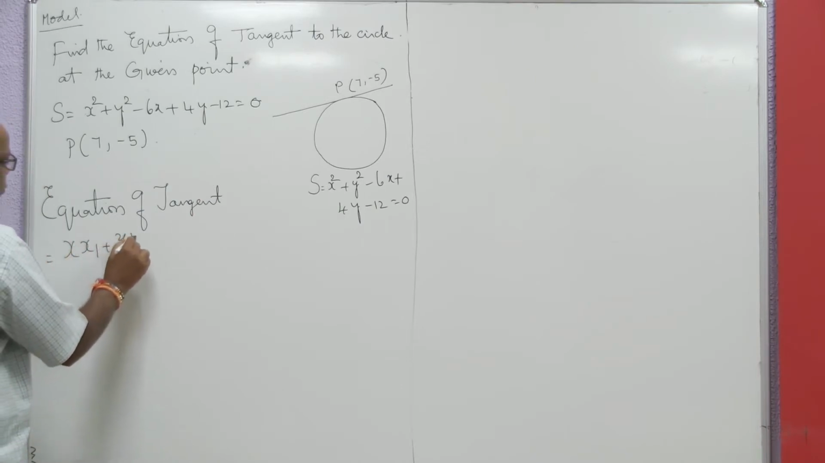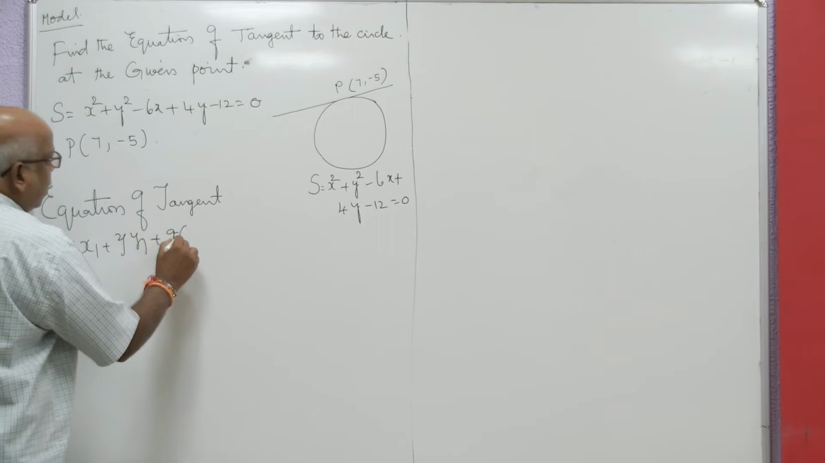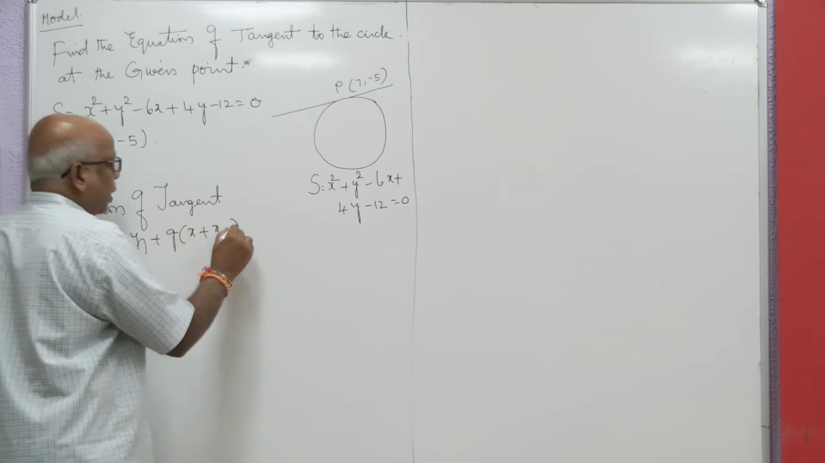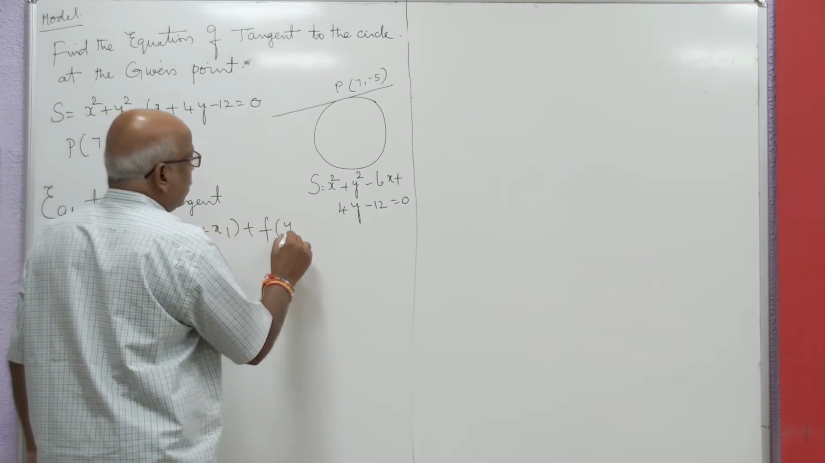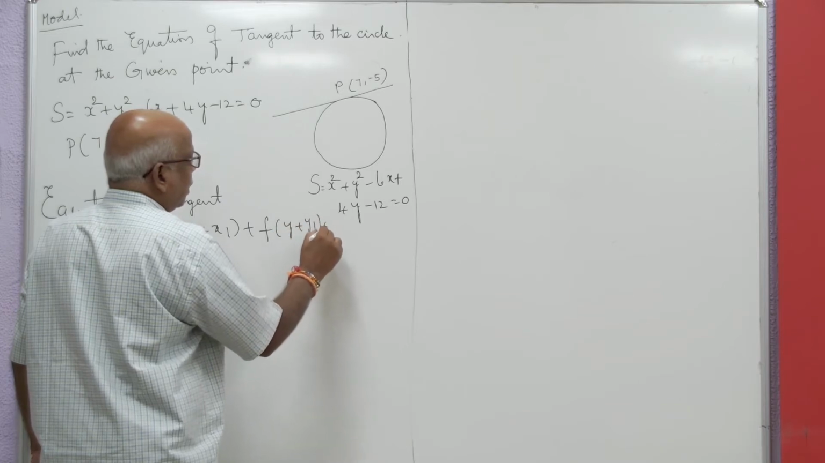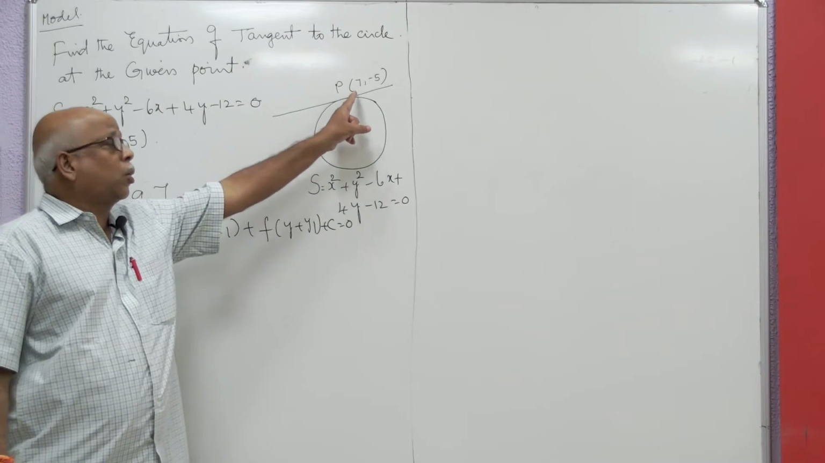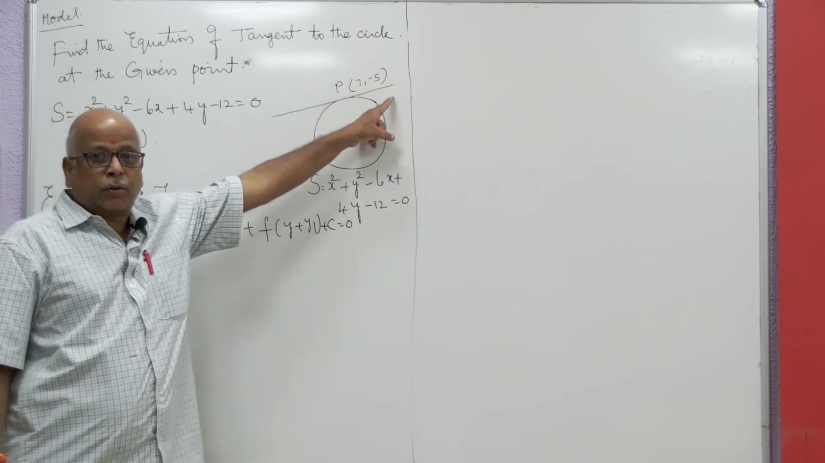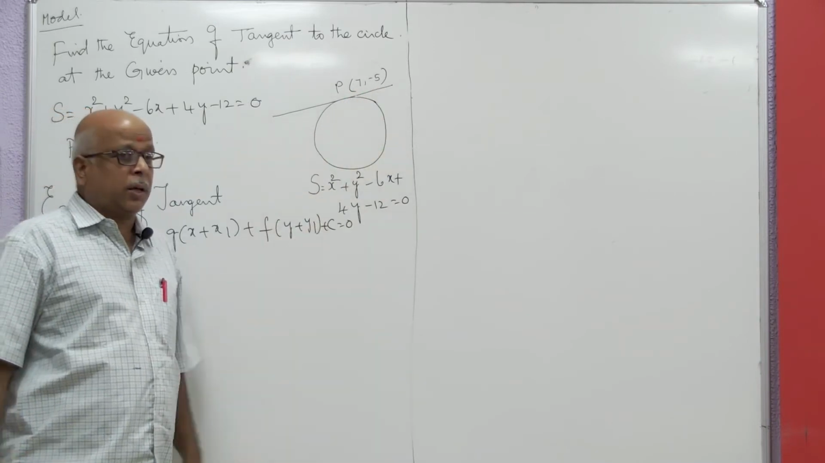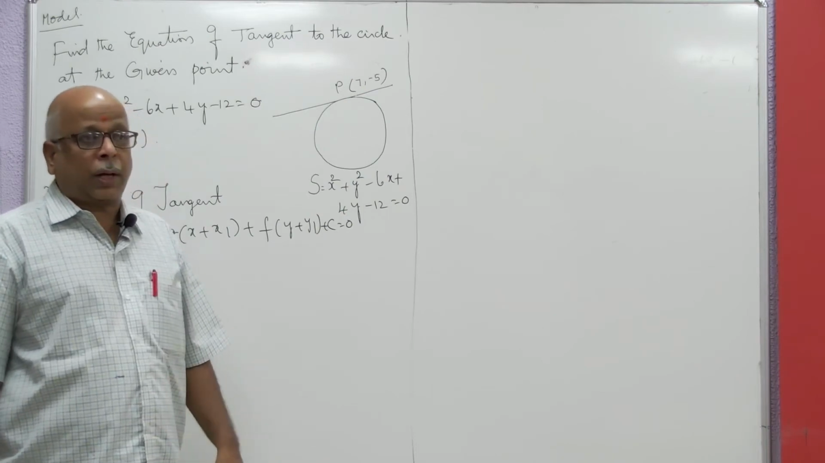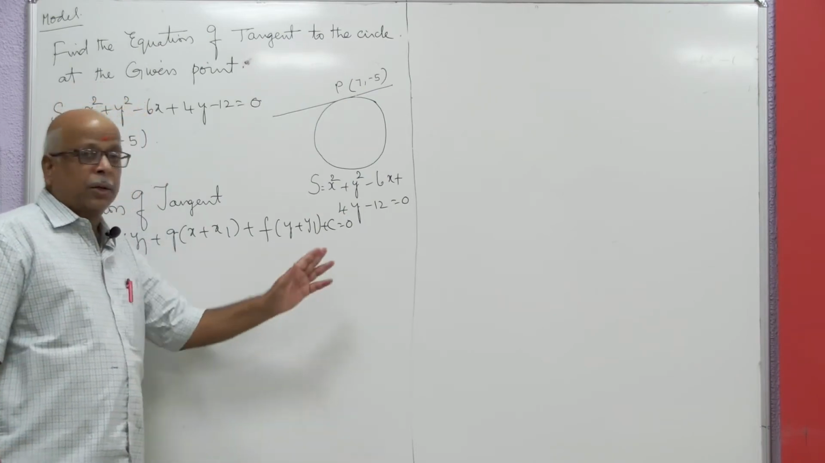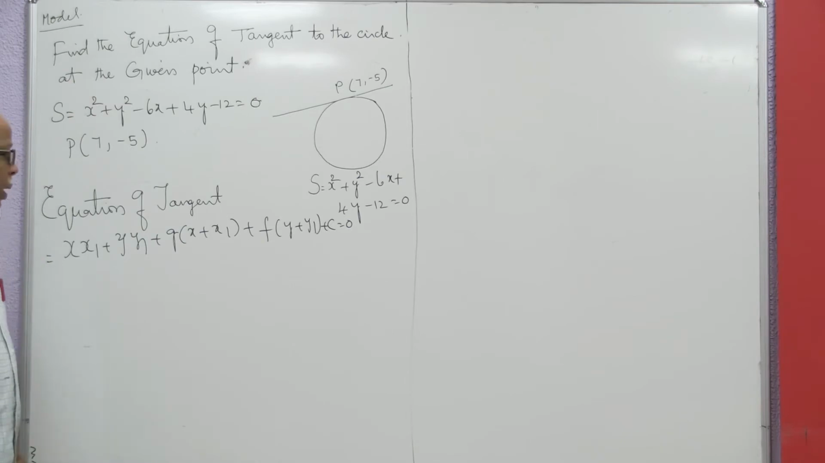xx1 plus yy1 plus g into x plus x1 plus f into y plus y1 plus c equal to 0. Here x1, y1 coordinates are 7, minus 5. Circle equation is x square plus y square minus 6x plus 4y minus 12 equal to 0. So let us apply that one. This we will name as S1.